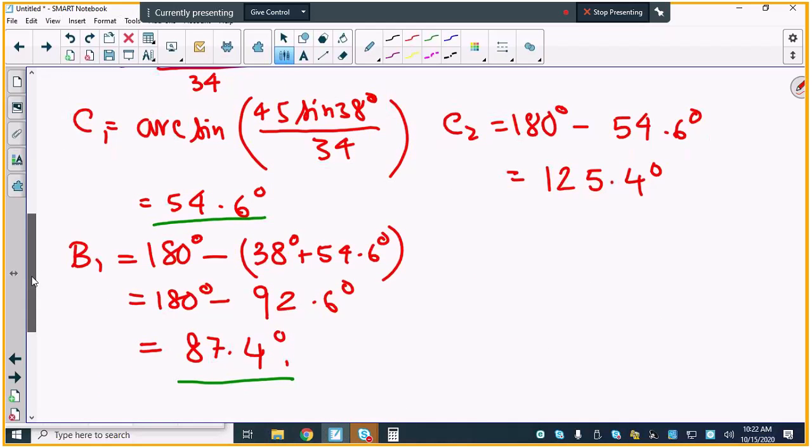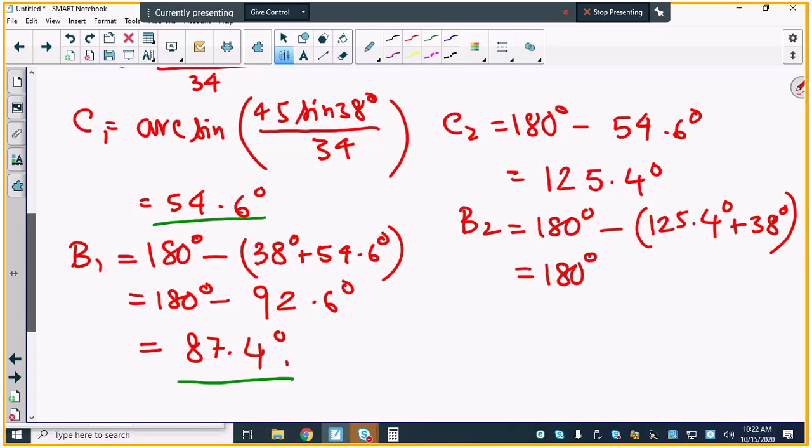I do the same thing. I find B2 in this situation, and in order to do so, I will do 180 degrees minus 125.4, the one I found, minus 38, the other one given to us. So I get 180 degrees minus 163.4 degrees, which is 16.6 degrees.